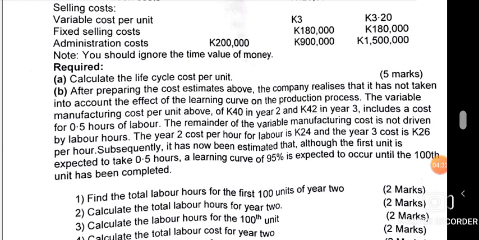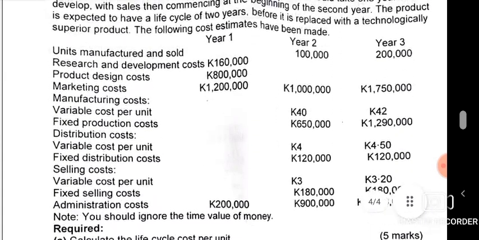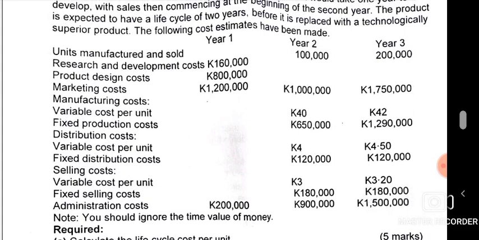To calculate the total labor hours for year 2. How do you calculate the total labor hours for year 2? Take note that we have managed to first find the hours spent by the 100, but that's just 100 units. What about how many units were in year 2? Because you have to find for the whole year. That's what they said, the whole year 2.